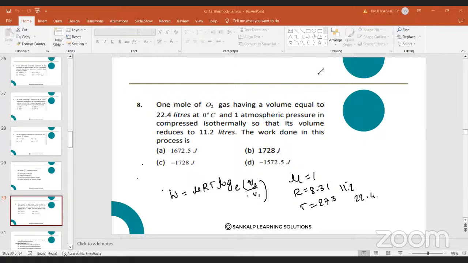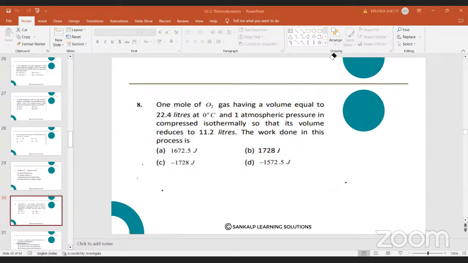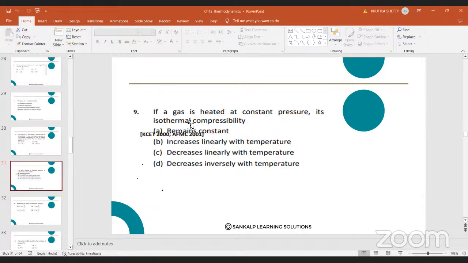Yes, okay. I hope it is clear to everyone. Let us go for the next question. If a gas is heated at constant pressure, its isothermal compressibility remains constant, increases linearly with temperature, decreases linearly with temperature, or decreases inversely with temperature.